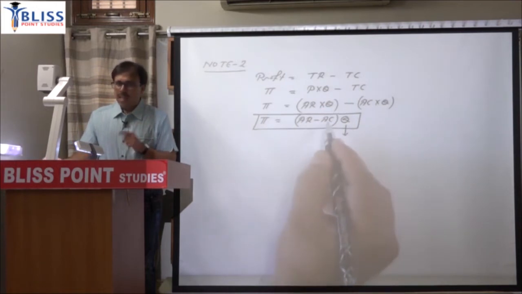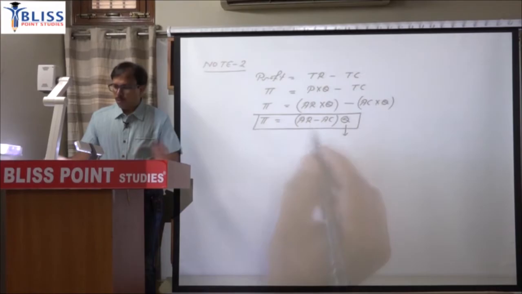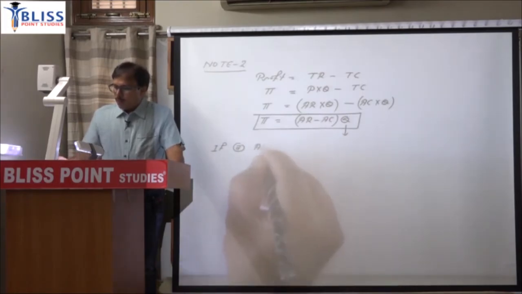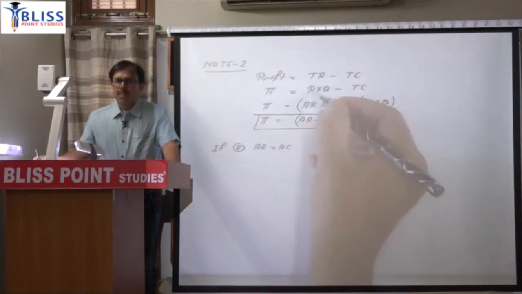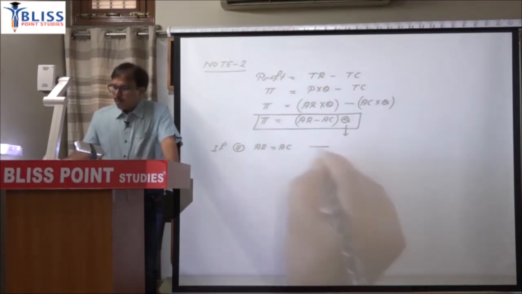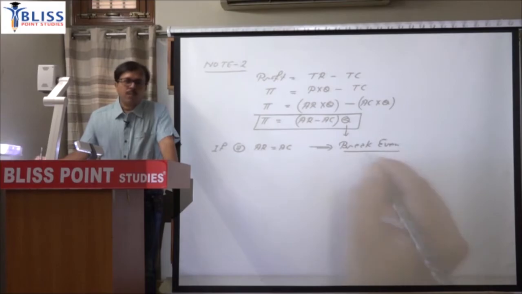But the term in the bracket can be 0. It can be positive or it can be negative also. So there are 3 possibilities. Number 1, if average revenue is equal to average cost, and always remember average revenue in place of price है, मतलब price equal to average cost हो गया. So if average revenue is equal to average cost, then this number will be 0. So no profit, no loss. No profit, no loss is known as a break even point. So this is break even condition, neither profit nor loss.